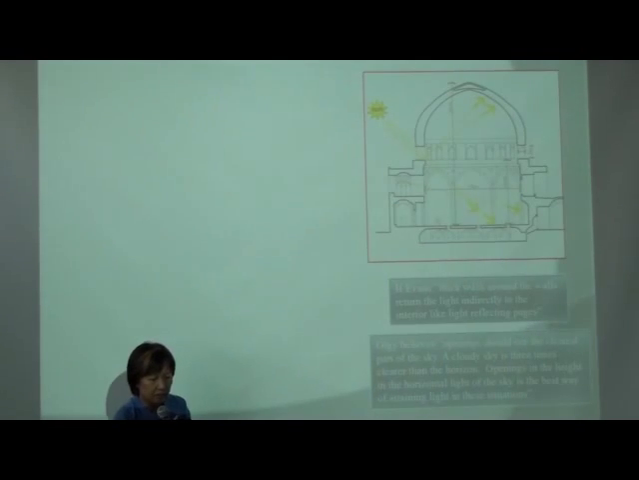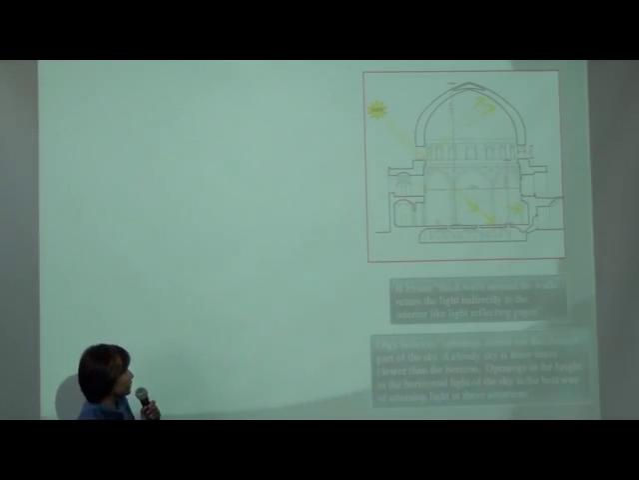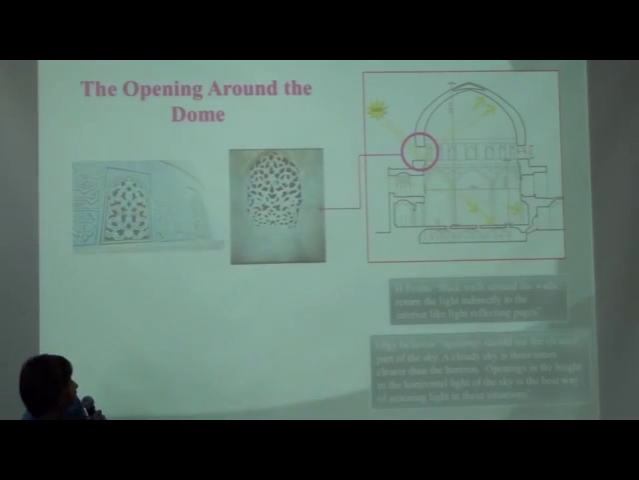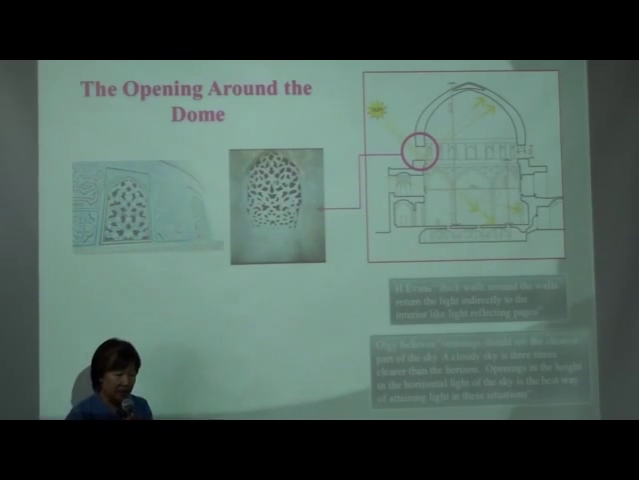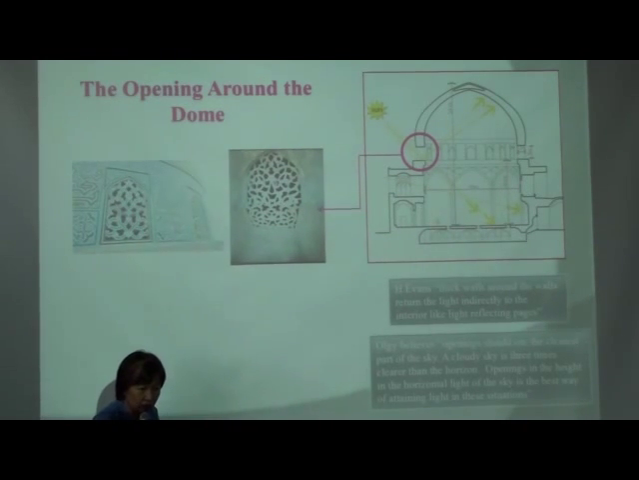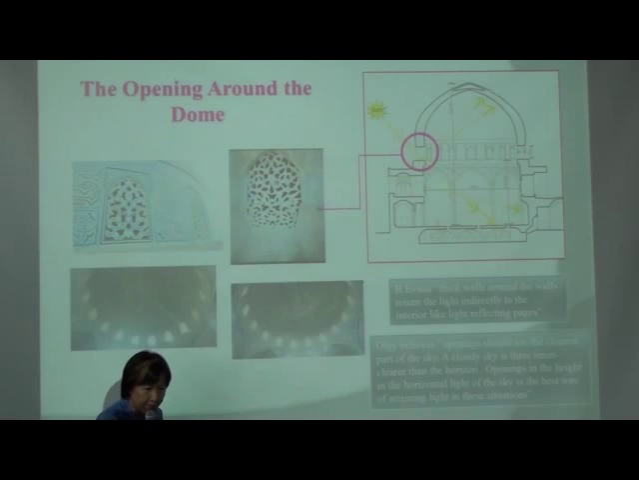And not only that, she looked at the solar position and the opening and the thickness of the wall, the effect. The thickness of the wall, the solar position, as well as the building elements, how it affects the lighting into the interior. This is the bigger or smaller mosque.